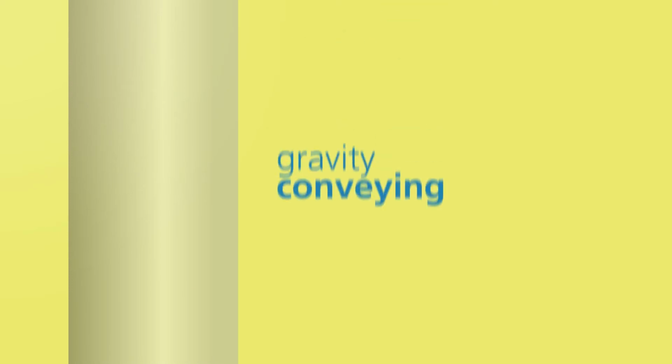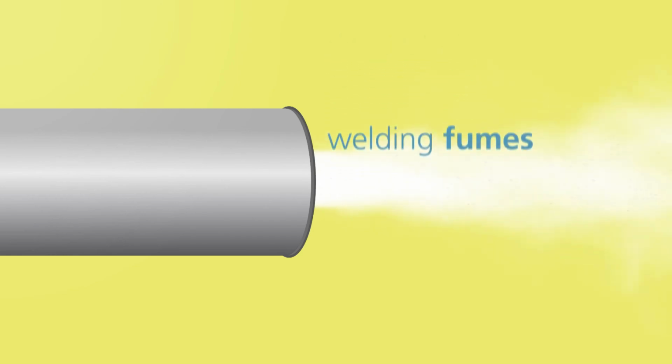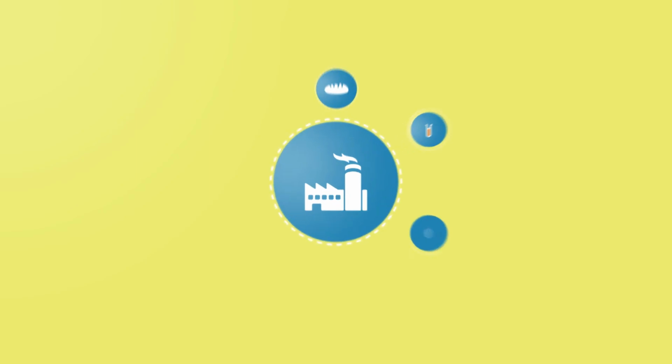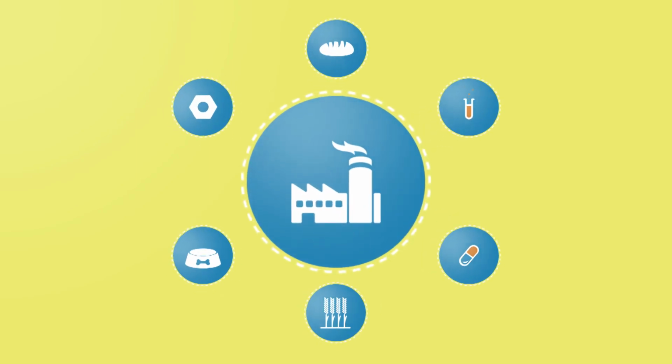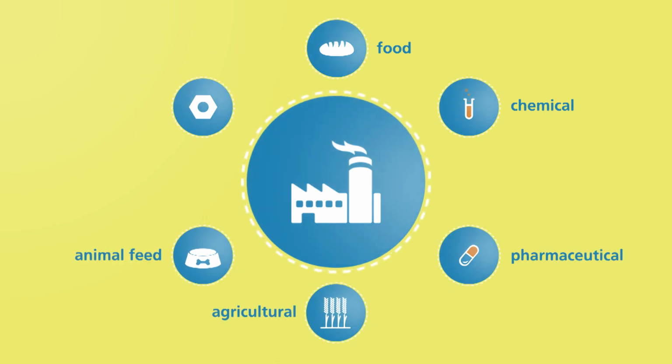Jacob tubing systems are perfect for gravity conveying, for pneumatic conveying, and the extraction of dust, exhaust air, welding fumes, or oil mist. The tubing system is widely used in all industries, particularly in the food, chemical, pharmaceutical, agricultural, animal feed, and metalworking industries.